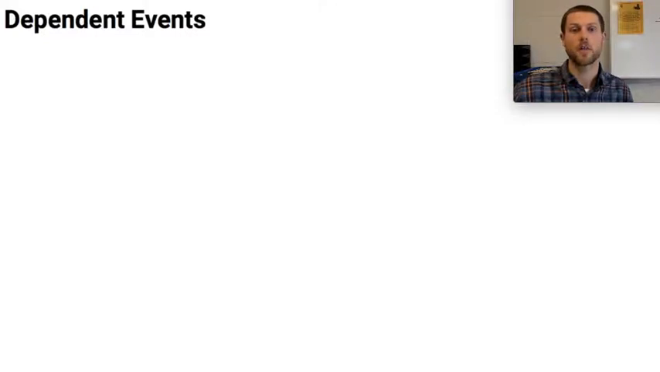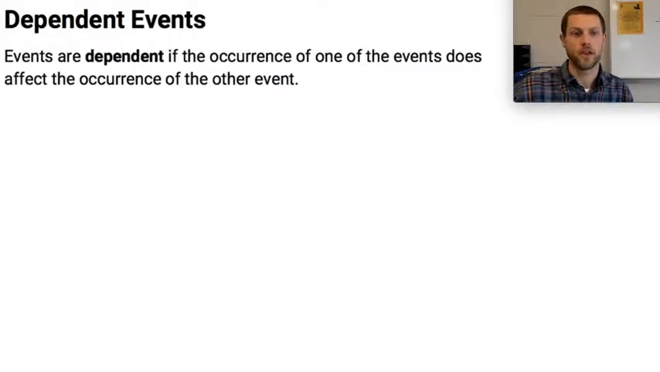So we've just finished talking about independent compound events. There is another type of compound event, and that is dependent compound events. Dependent events are events where the occurrence of one of the events does affect the occurrence of the other event. So what do I mean by that?